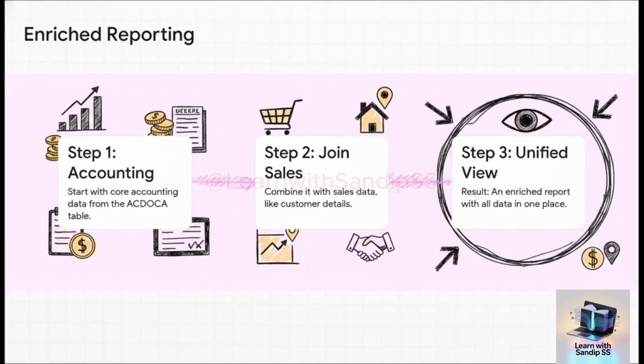Here's a really concrete example for you. A CDS view can start with your core accounting data, the numbers. Then it can join that with your sales data, like a customer's address. And just like that, boom, you have one enriched report. This means you're not just seeing a financial transaction, you're seeing who the customer was and where they are, all in one single place.